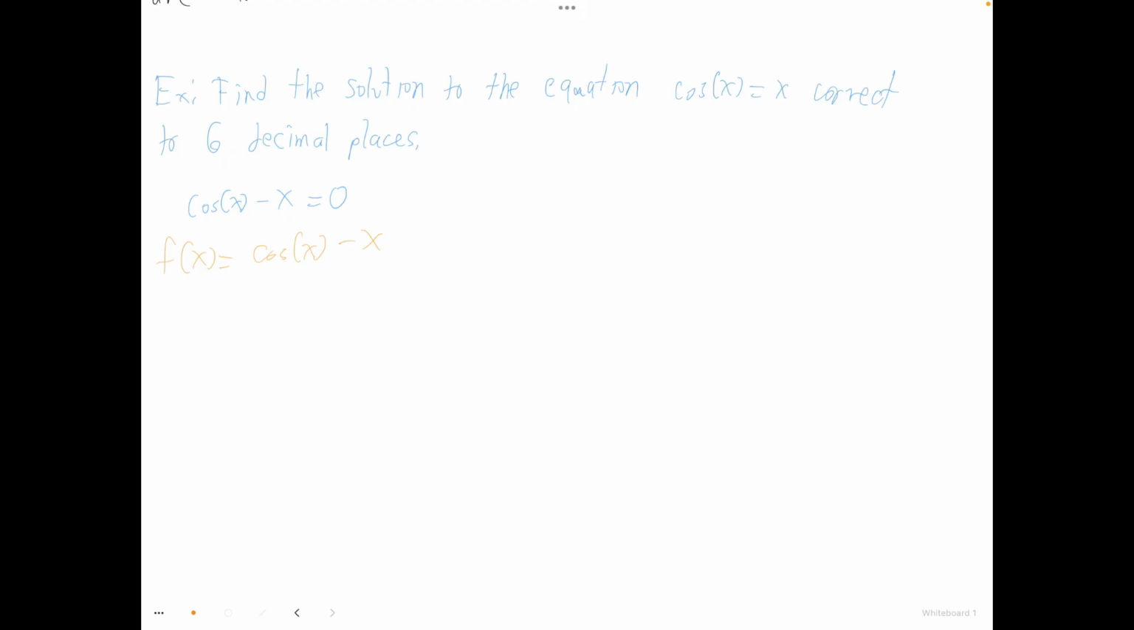And so we also need our derivative. So the derivative here is going to be negative sine of x minus 1. Then Newton's method's formula is x sub n plus 1 equals x sub n minus f of x sub n divided by f prime of x sub n, which will equal x sub n minus cosine of x sub n minus x sub n divided by negative sine of x sub n minus 1. And so this is then the expression that we're looking for.